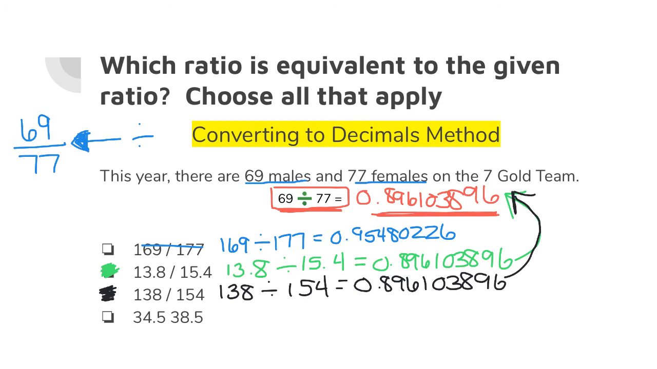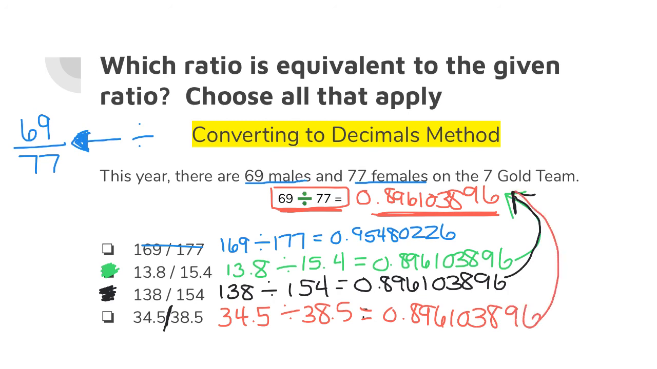One more to test out. What is 34.5 divided by 38.5? Apparently, I forgot my slash in there. 34.5 divided by 38.5 comes out to be 0.896103896. That matches. This one is also an answer. So in this case, there were 3 equivalent ratios to the one given.